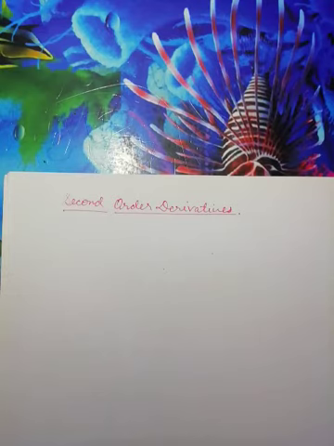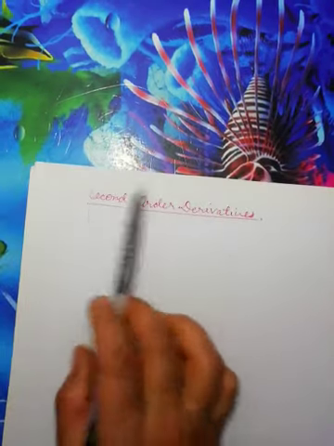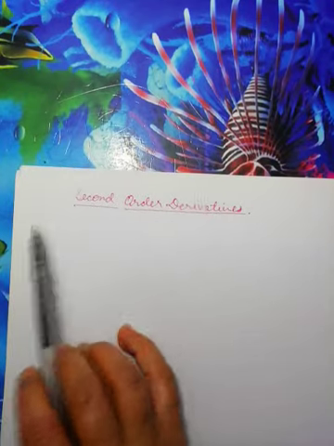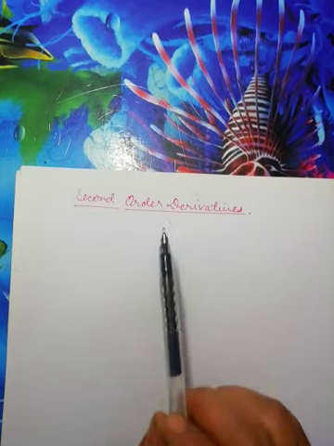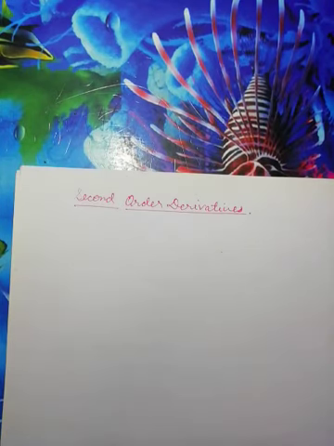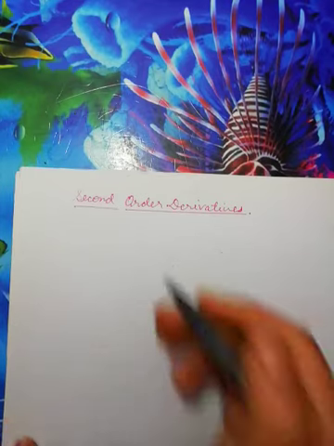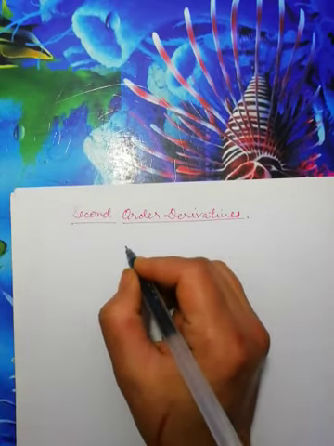Okay, second order derivative, as it is clear from the term itself. First order derivative means a function differentiated once. Second order derivative means differentiating the same function once again. It means if we differentiate a function twice, the result obtained is known as the second order derivative. For example, this is in general.